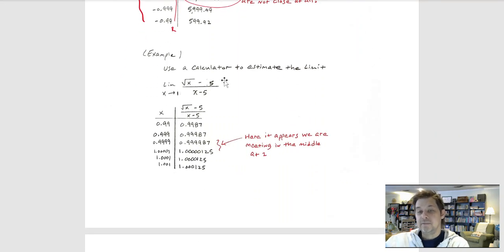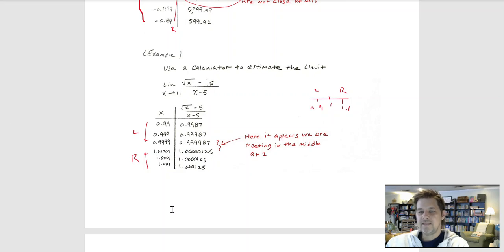Here's another one. It says use a calculator to estimate the limit. Same thing, that means make a table. So I made a table, and this time the limit is x goes to 1. Here you see that I'm approaching 1 from the left as we think of the number line. Here's 1, and then 0.9 is left, and 1.1 is on the right. So here's going to 1 from the left, here's going to 1 from the right.